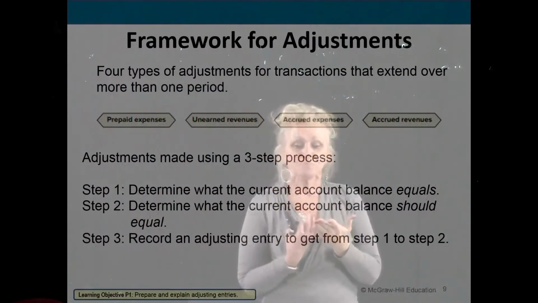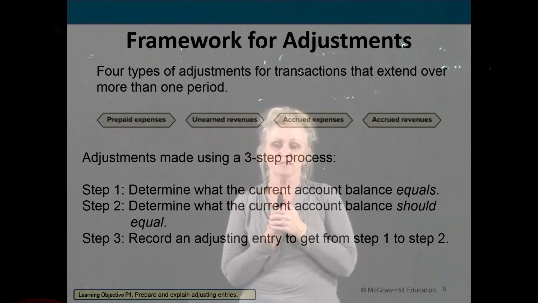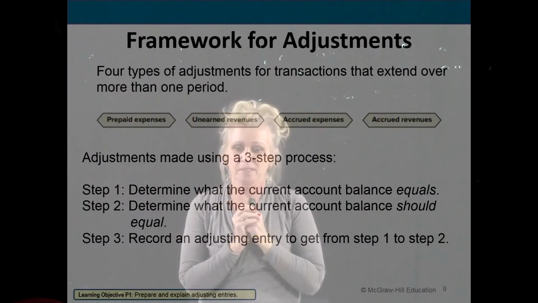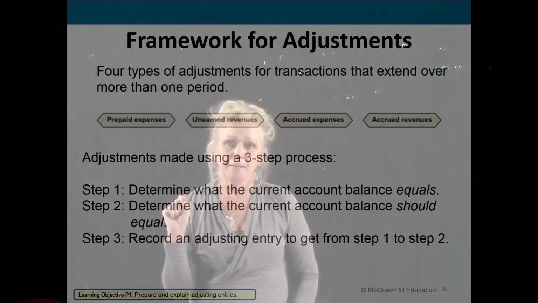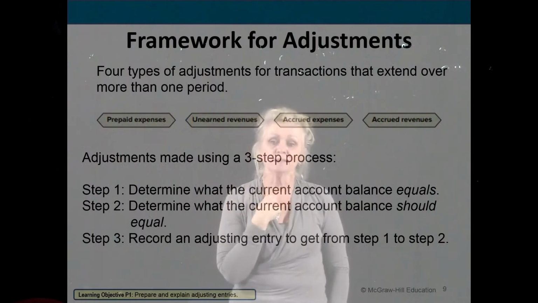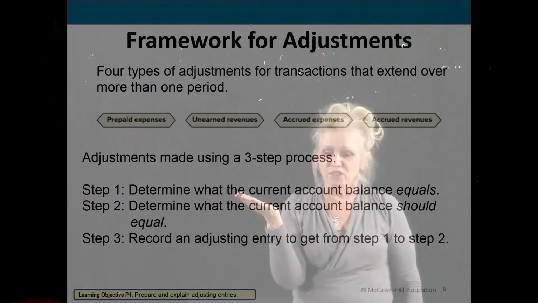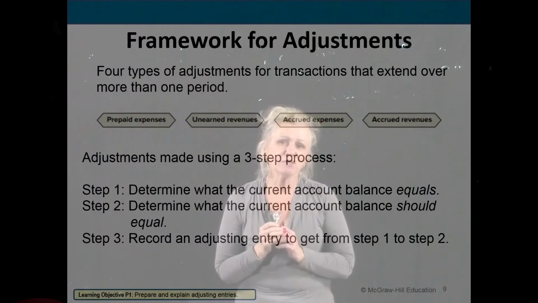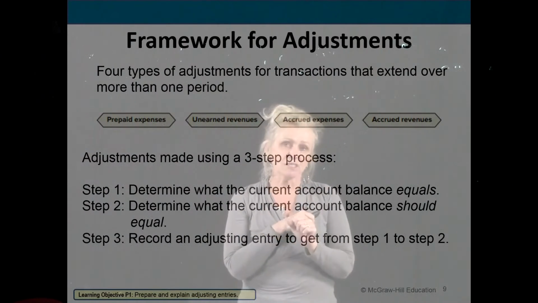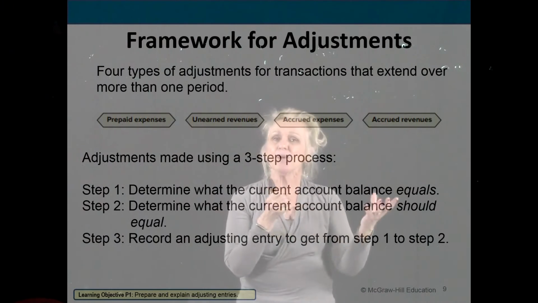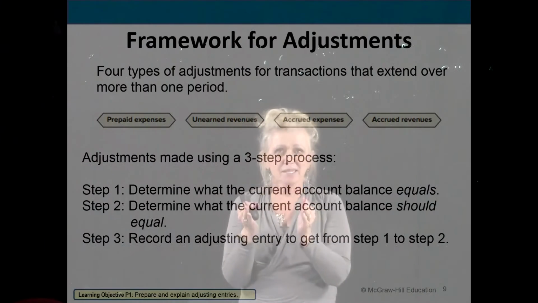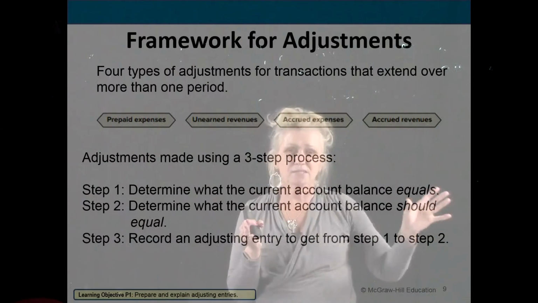All right, so let's look at the framework for all of these adjustments. For instance, we have 4 areas where we make these adjustments. One are prepaid expenses. Classic ones are prepaid insurance, prepaid rent. The second ones are unearned revenue. And for unearned revenue, I can give you 3 good examples. One is an attorney or an accountant who requires a deposit up front. They haven't earned that money, so it's a liability because you may have to give it back to them.